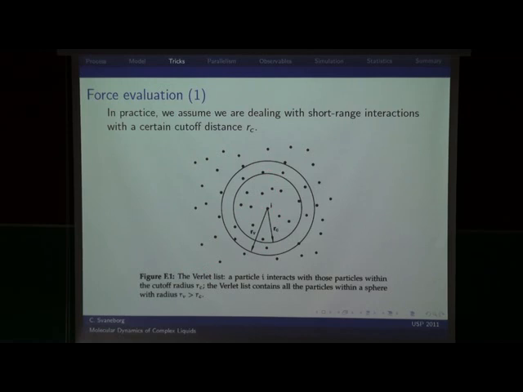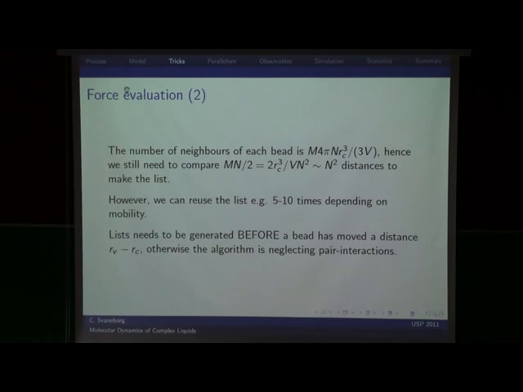And this of course looks very clever, but we don't gain much from it. This is because if we look at the number of neighbors of a particular bead, then n divided by v is the density, and what is m? What could m be?